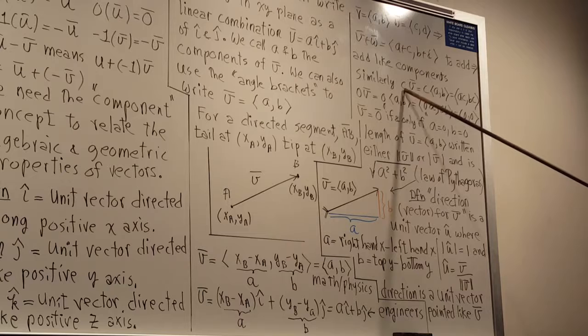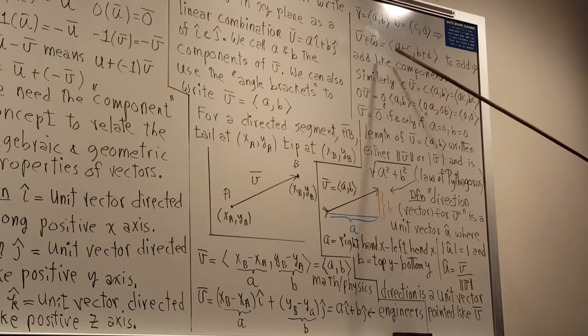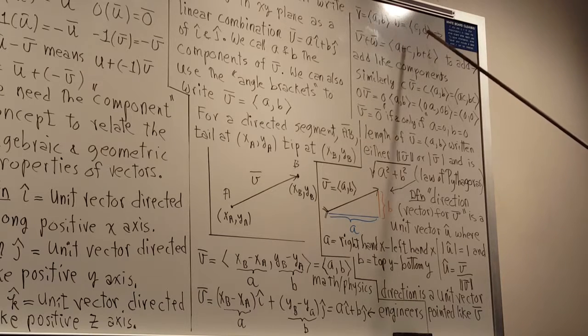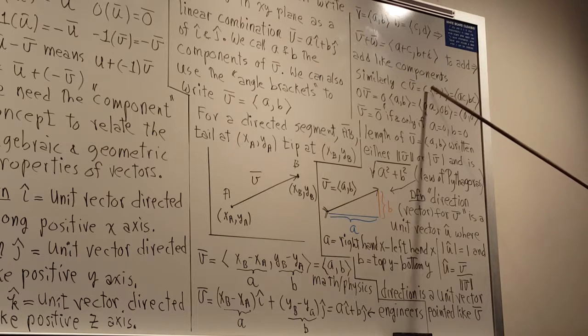Similarly, if you want to multiply a vector, say ⟨a, b⟩, by a scalar, then you multiply each component by that scalar.